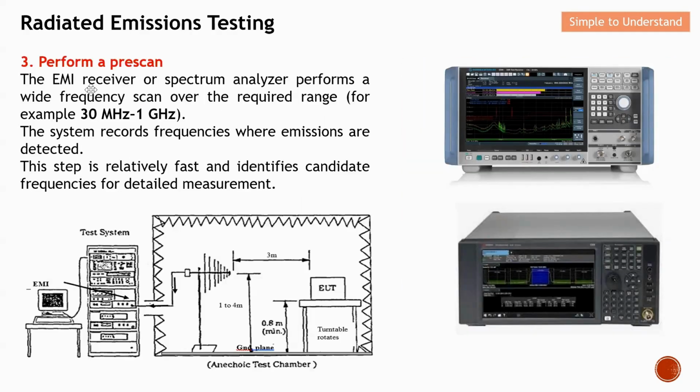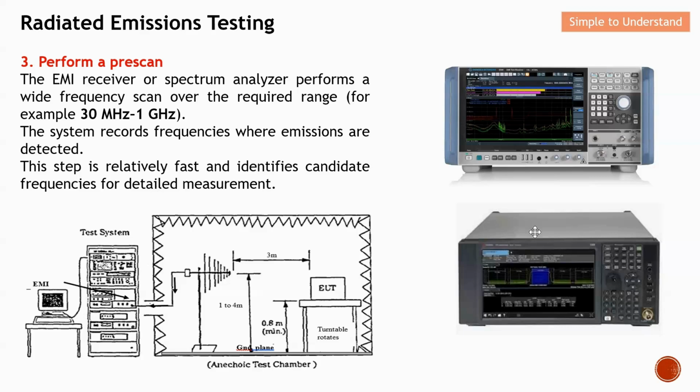Next, they will perform a pre-scan. It is measured by an EMI receiver, basically an EMI receiver or spectrum analyzer. They perform a wide frequency scan over the required range. Typically, like I mentioned earlier on, 30 megahertz to 1 gigahertz is a must, and nowadays it can go more than 1 gigahertz. The system records the frequencies where emissions are detected. This step is relatively fast and identifies candidate frequencies for detailed measurement.